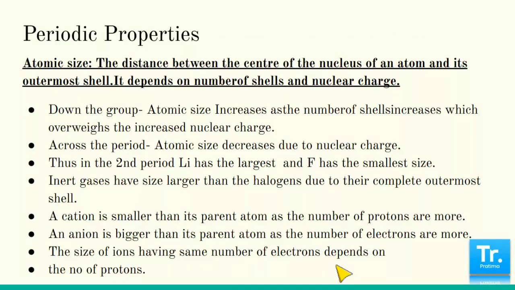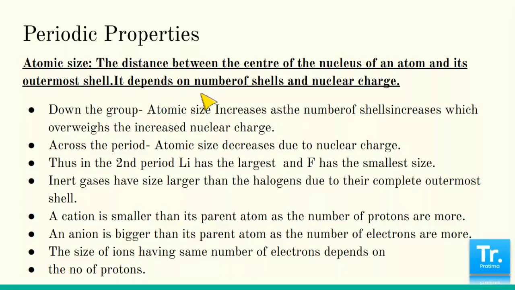Now let's start with our periodic properties. The first one that we have taken is atomic size. So what is atomic size? It is the distance between the center of the nucleus of an atom and its outermost shell. Please don't learn this exactly, learn what is there in your text, because definitions are important in this chapter along with the factors on which these periodic properties depend, and the trend. So let's begin with atomic size. As I said, it is the distance between the center of the nucleus of an atom to the outermost shell.